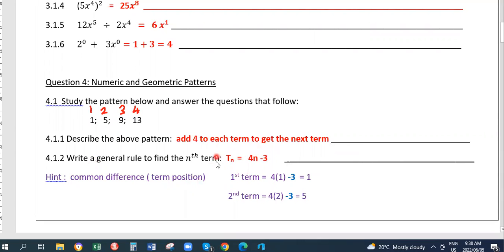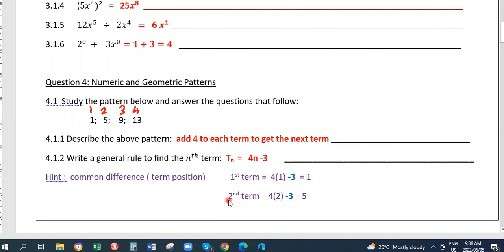Now, how do we get an answer like this? The common difference is always the common difference times the position. So what's our common difference? Our common difference was 4. Remember, we had to add 4 to each term. So to get your first term, your common difference of 4 times the first term. 4 times 1 is 4. Now, how do we get 1? By subtracting 3, we get 1. So 4 times the first term is 4, minus 3 gets 1.